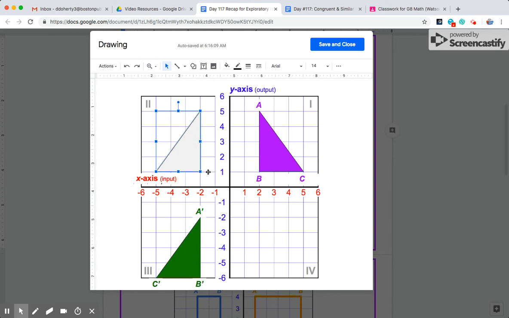You could have looked at another point, the B and the C have a y value of 1. And for the green triangle, B prime and C prime have a value of -6. So we would go down by 1 and 6 more. Again, that's drag down 7 units.